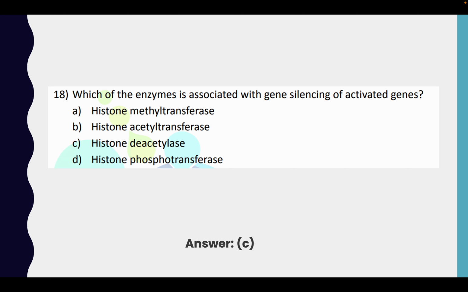Whenever histone deacetylase acts, it removes the acetyl groups from histone proteins. It leads to a more compact chromatin structure and makes it harder for transcription factors to access the DNA, and thus gene expression is silenced.